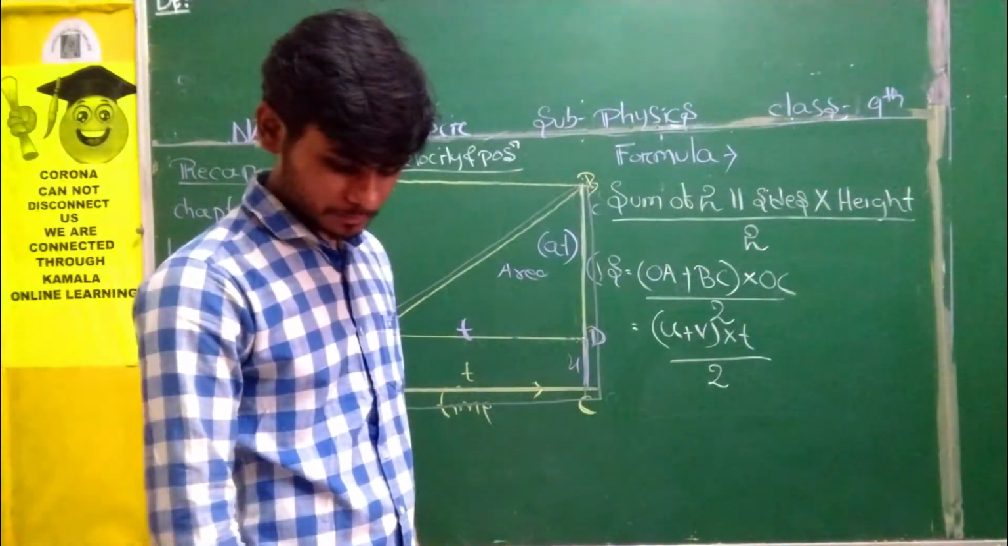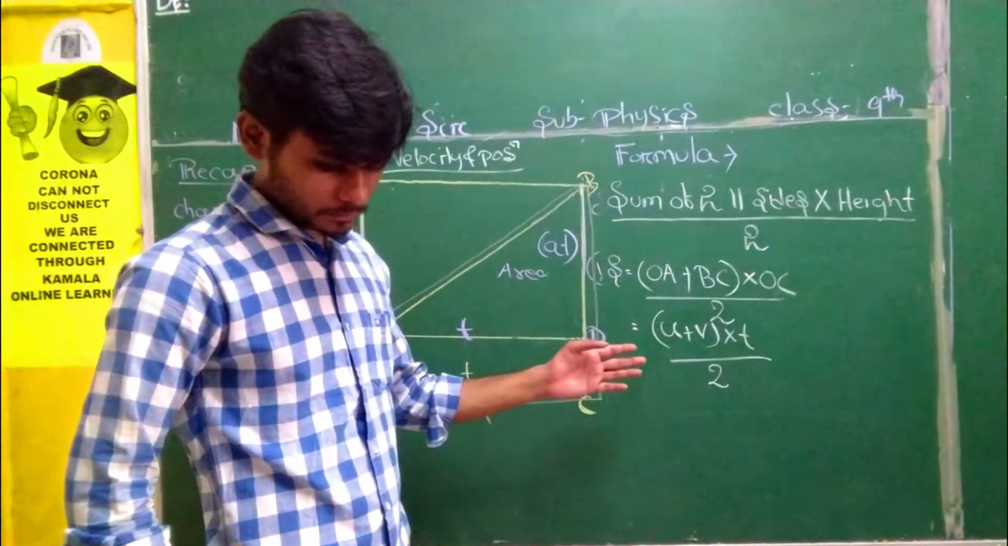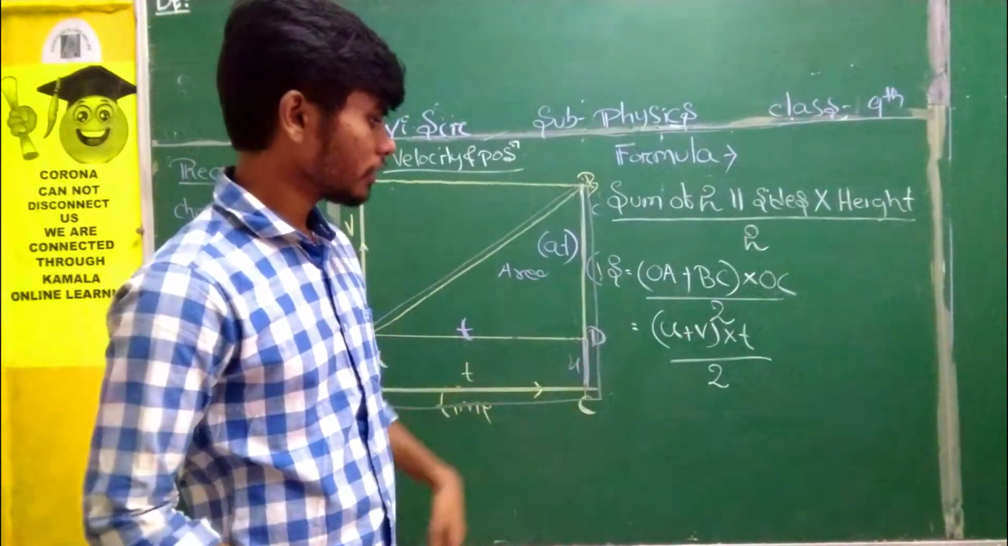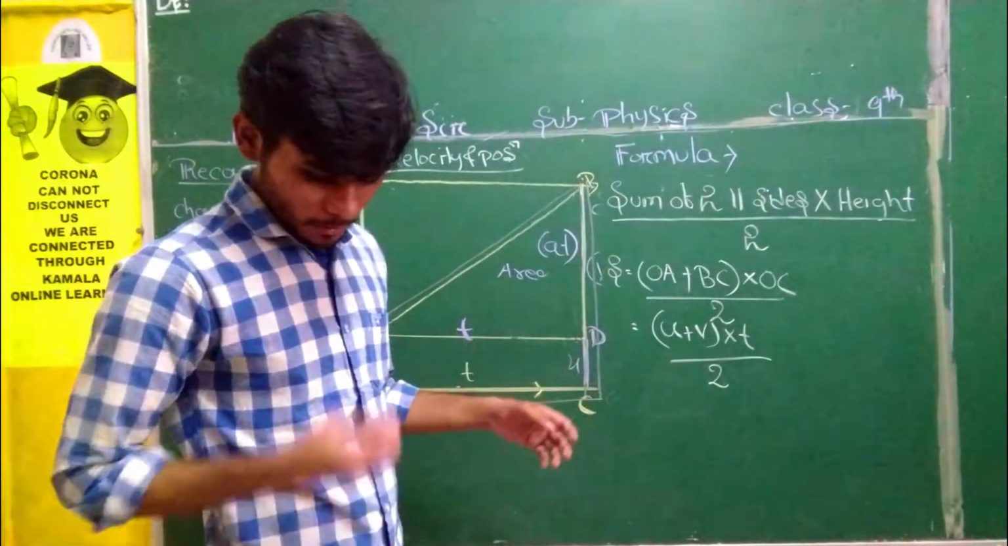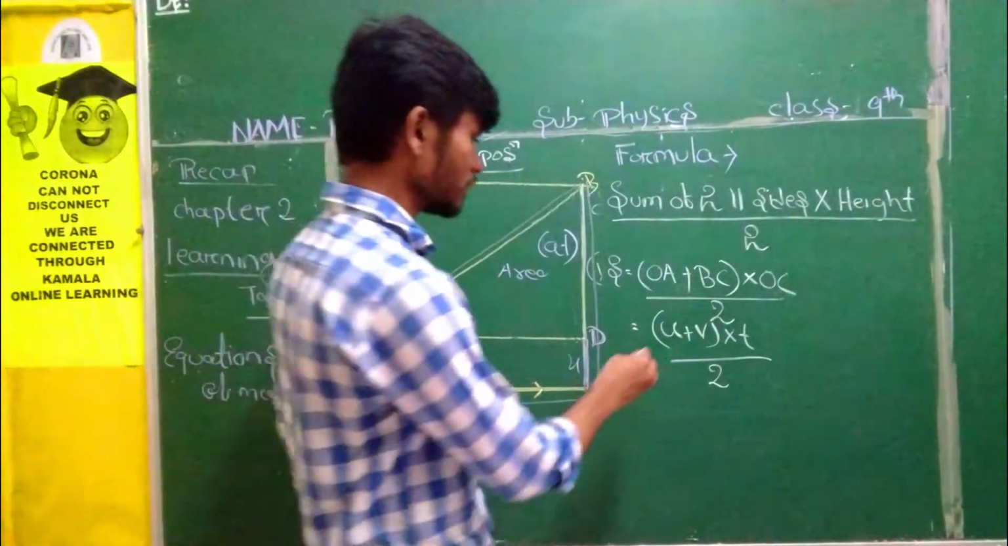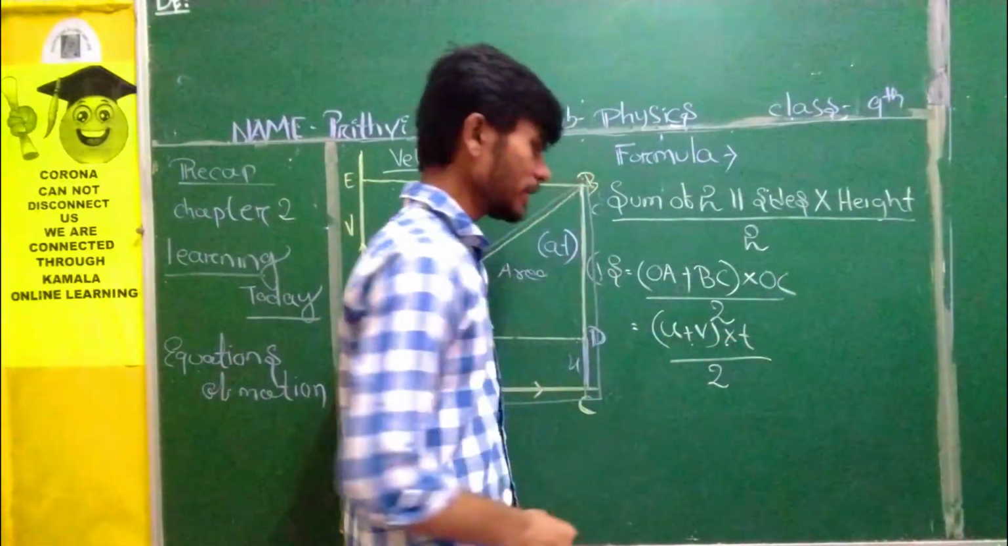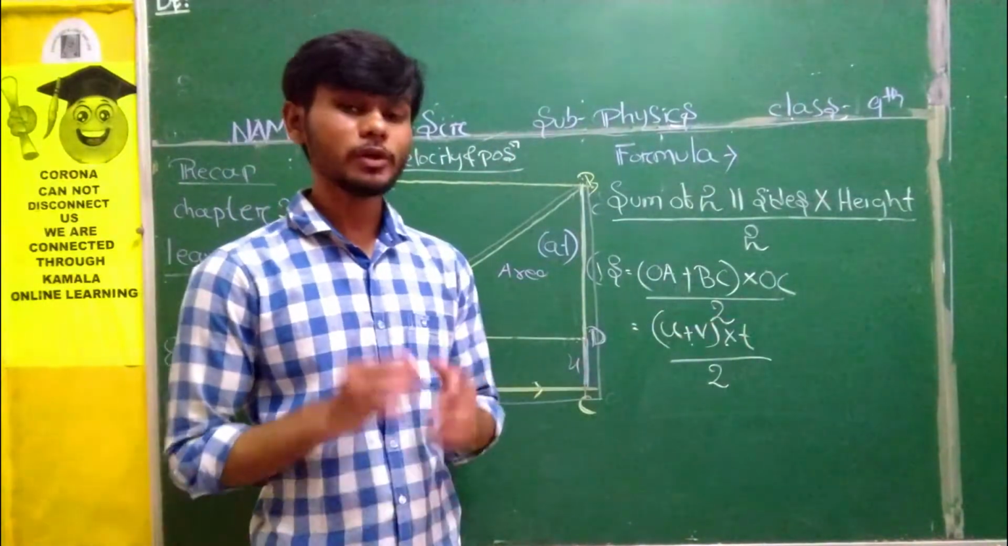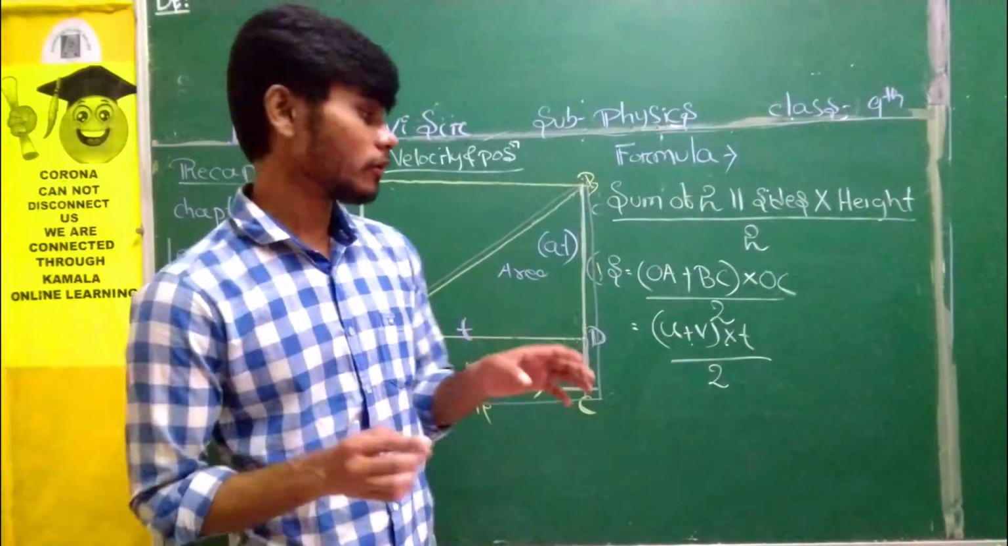S is equal to... what did we get? Yes, this is what we got: S is equal to (U plus V) into T by 2. This is what we got. But what we want to do now is take out the value of T.